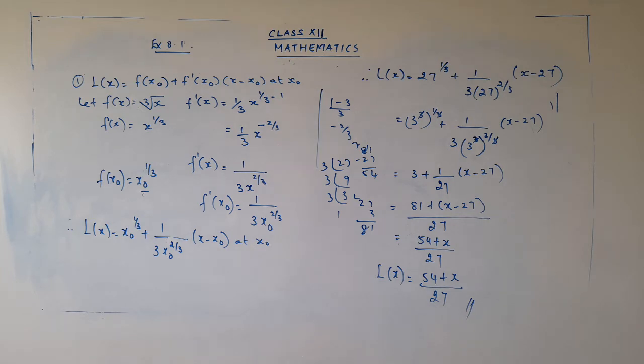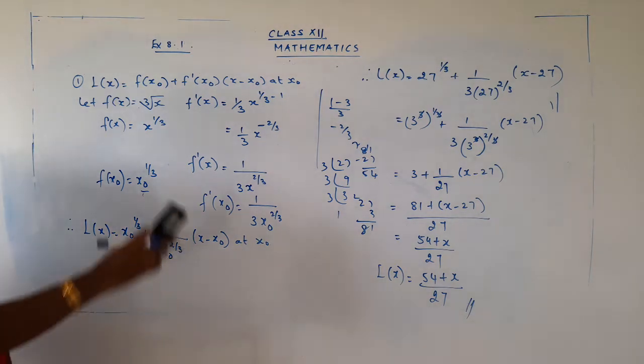So I found the value for L of x, that is 54 plus x upon 27. I hope you are clear with the steps, children. So we have found the value for L of x, the linear approximation. Now what we have to do is find the linear approximation at cube root of 27.2. That means you have to substitute the value for x as 27.2. That's all. So write down.